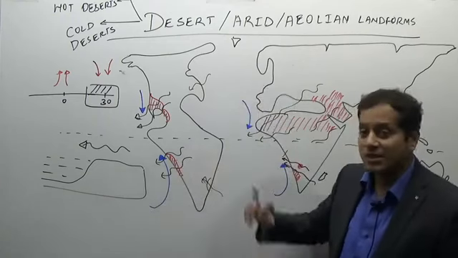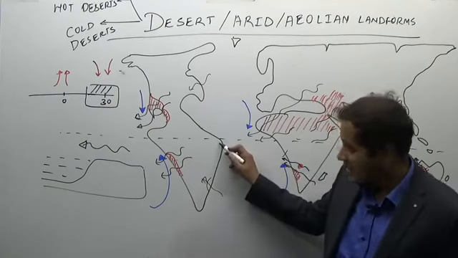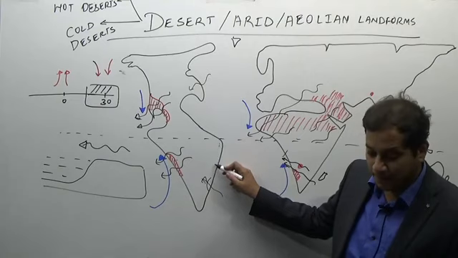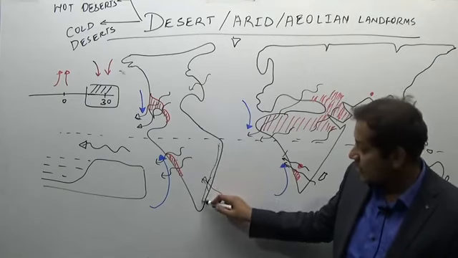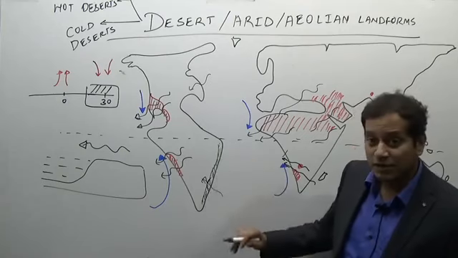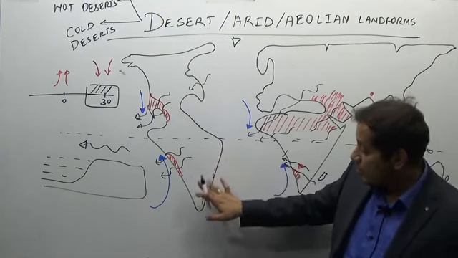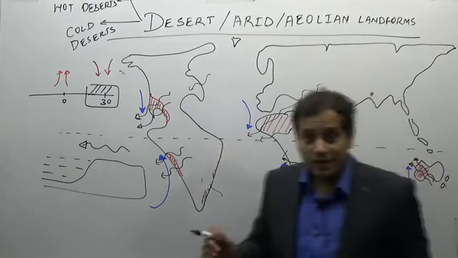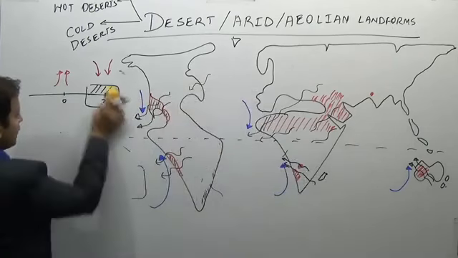On the other hand, had these locations been on the eastern side of the continents, then obviously there would not have been a desert. This we will understand in climatology, where these are all the areas of continuous rainfall in the world. So what are the characteristics of the hot deserts?